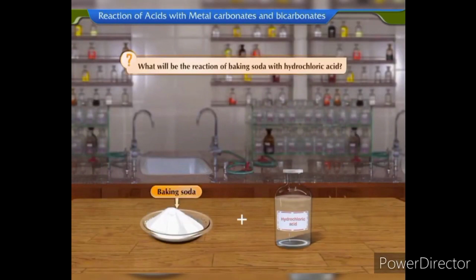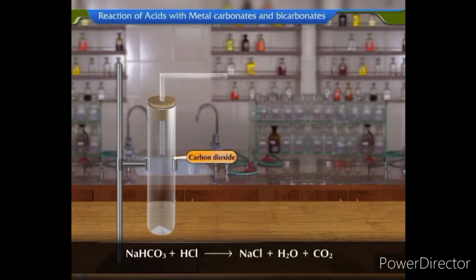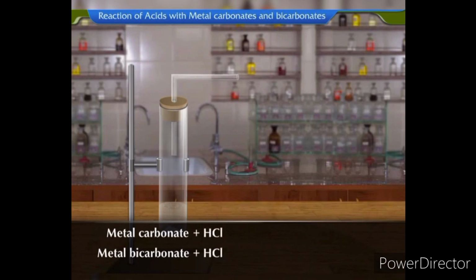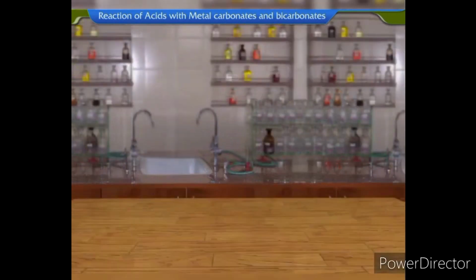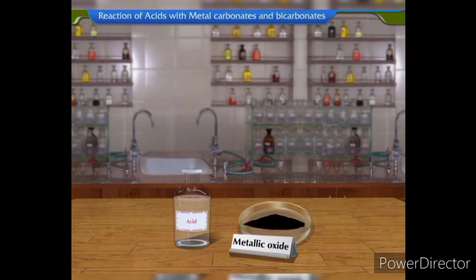What will be the reaction of baking soda with hydrochloric acid? Baking soda or sodium bicarbonate reacts with hydrochloric acid to give sodium chloride, water and carbon dioxide. From these reactions, we can say that metal carbonates and bicarbonates react with hydrochloric acid to form the corresponding salt, water and carbon dioxide. Now let us perform an activity to see the reactions of acids with metallic oxides.